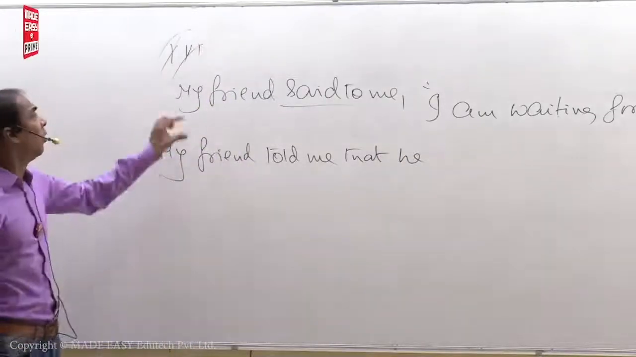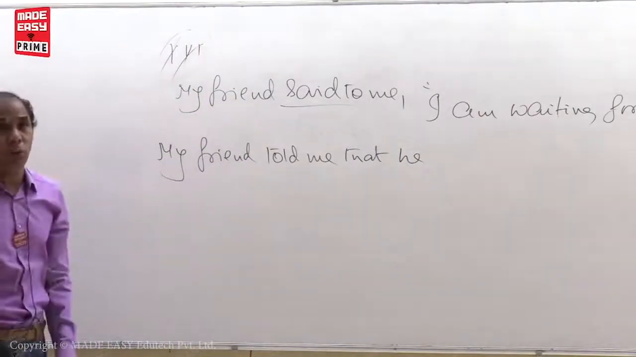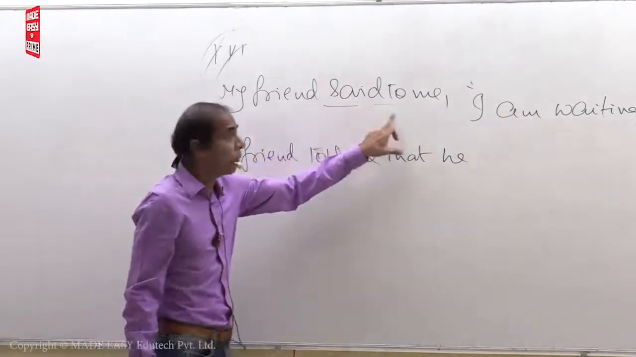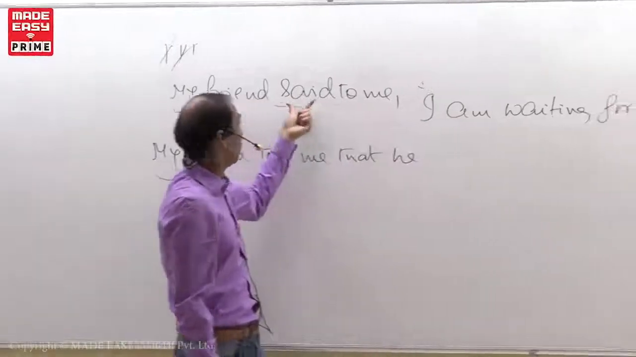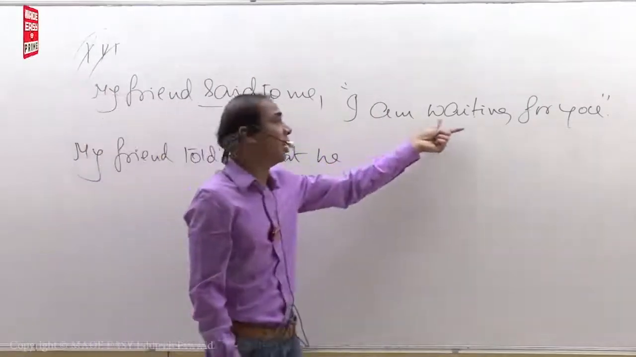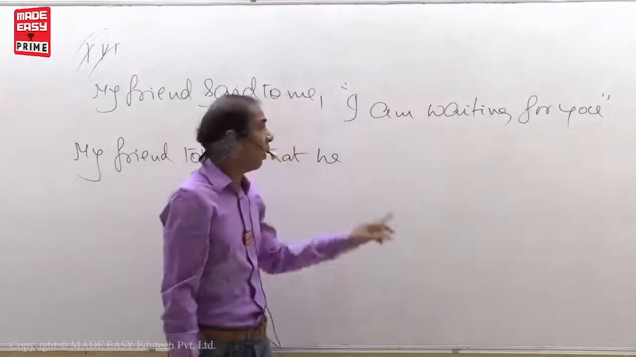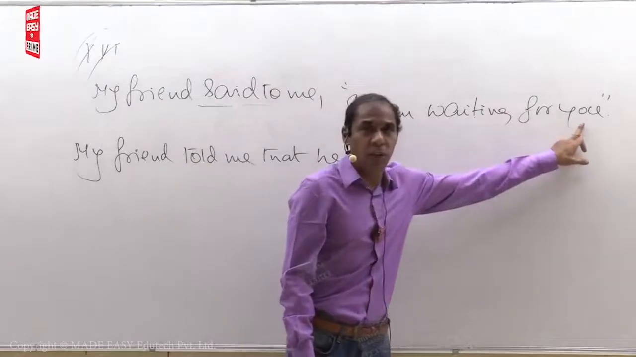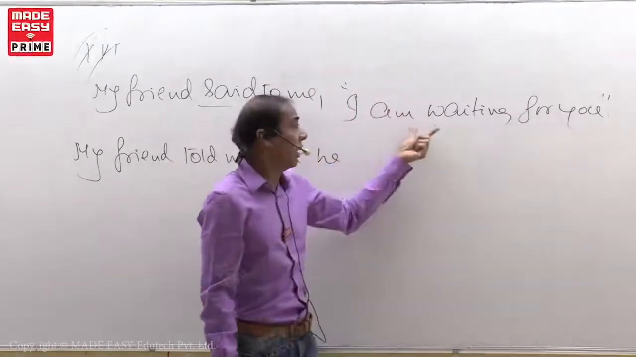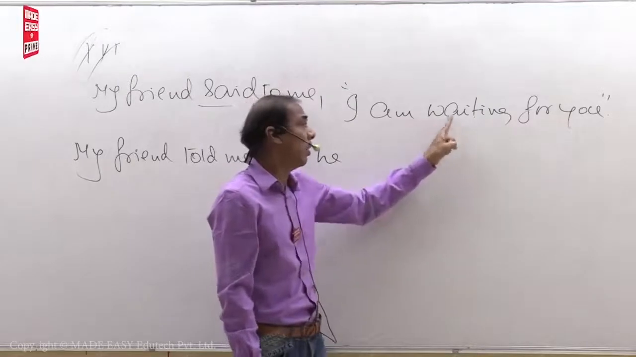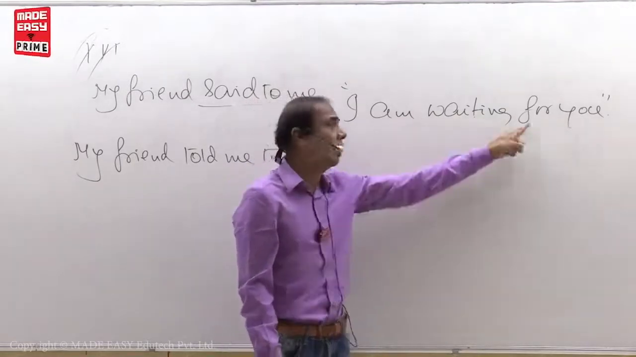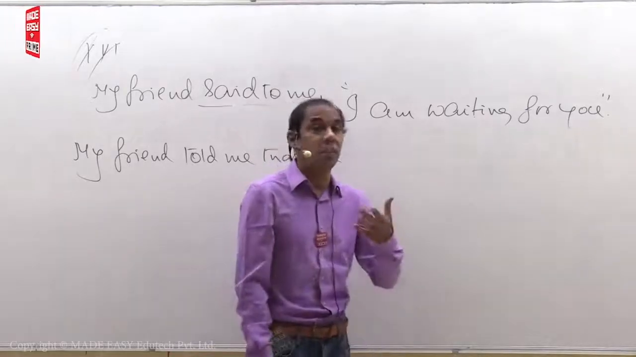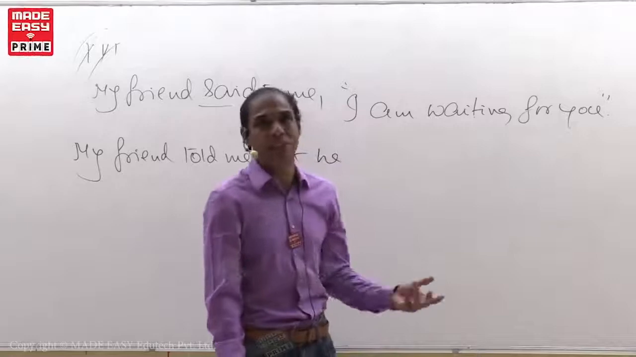Next, after fulfilling the three rules, what do you have to do? What is the most important? When the reporting verb is in the past tense, we have to change the tense form of the direct speech. What is the tense form of the direct speech? "I am waiting for you." Am, is, are plus V1 plus ing form. So this is present continuous tense. Present continuous should be turned into past continuous.